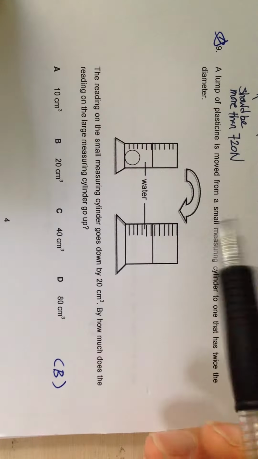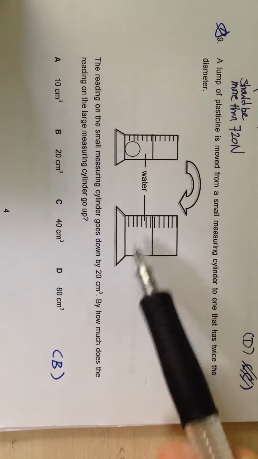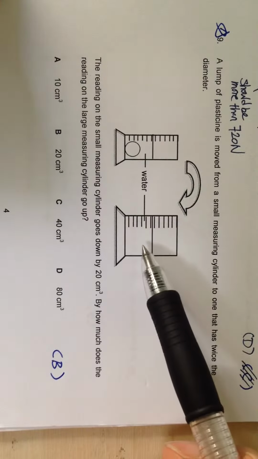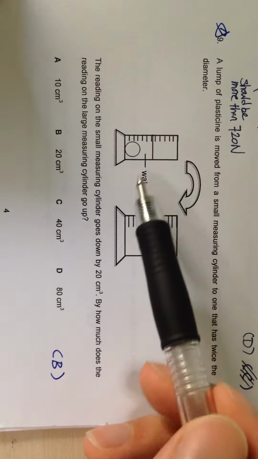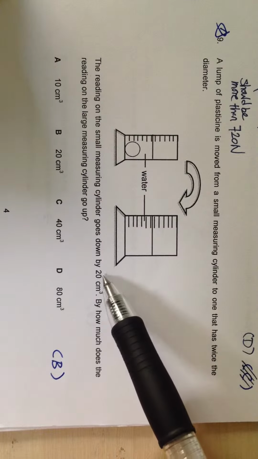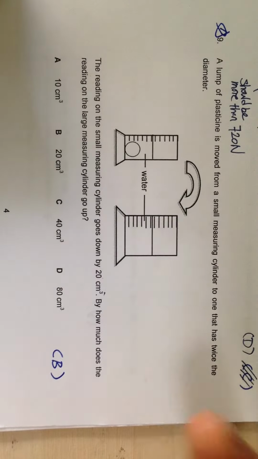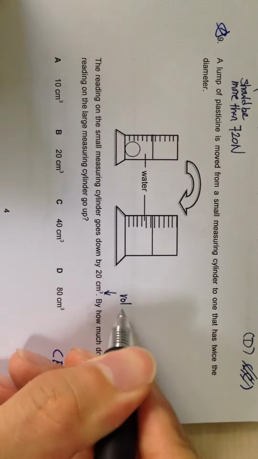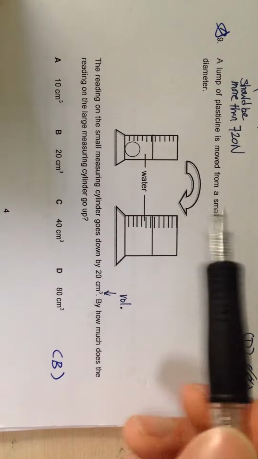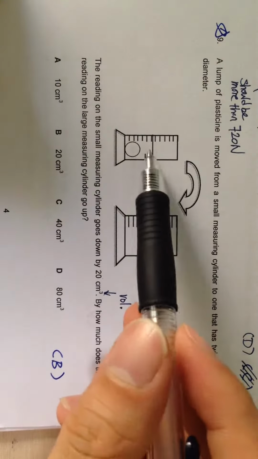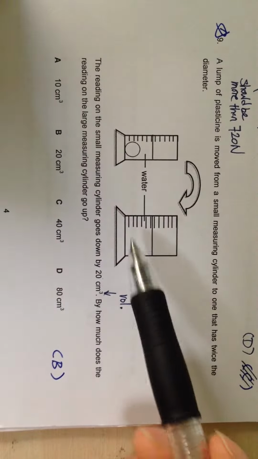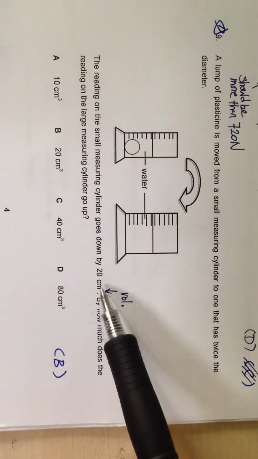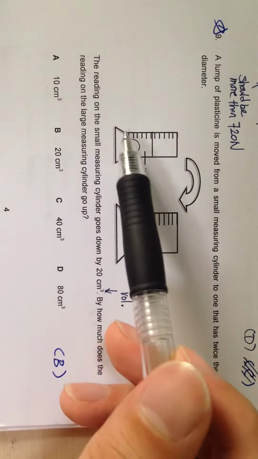The reason is that they're trying to distract you with a larger cylinder. They tell you that when this ball is being lifted up, the cylinder goes down by 20 cm cube. Notice the cm cube here: they are already telling you that the reading is a reduction in volume of 20 cm cube. Unless the reading here is 20 cm, then you will be affected by the cylinder's cross-sectional area.